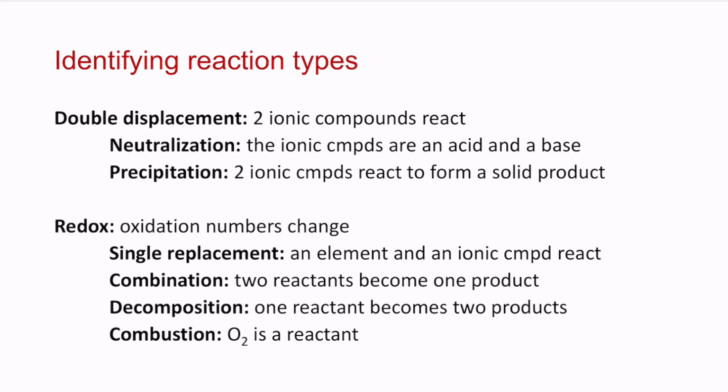Now, when you're going through and you're identifying types of reactions, notice that double displacement reactions are the only reactions where your oxidation numbers don't change, so they are not going to be redox reactions. Every other reaction we see in this class is going to be a redox reaction. So it's important that you make those connections.